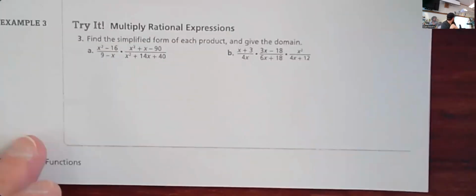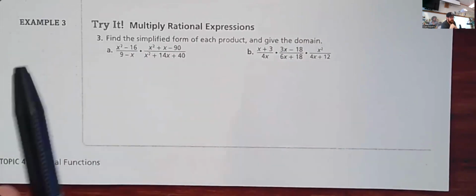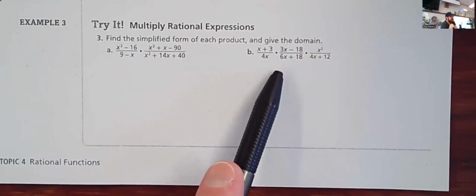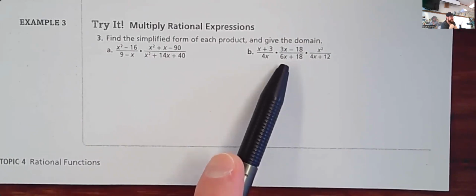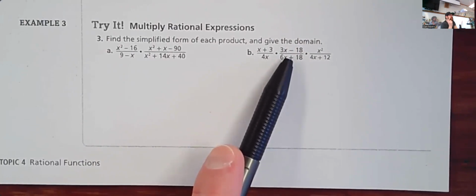Next, find the simplified form of each product and then give the domain. So the next problems that we're going to do here, A and B, these work very, very similarly to the ones that we just did. It's just a little bit more of the same process. So here's an example of what you should not do.